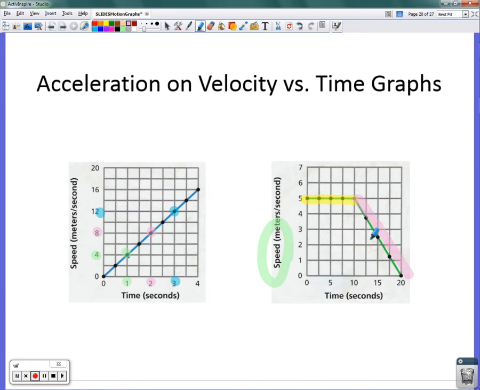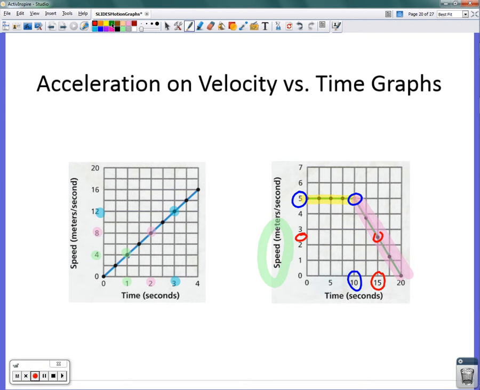But then during the pink section, sorry, that was terrible highlighting. During the pink section, it's a straight line, so it has a slope, but it has a negative slope. And that means that it has a negative acceleration. If we were to do the same thing that we just did on the blue graph here, at 10 seconds, this object is going 5 meters per second. At 15 seconds, this object is only going 2.5 meters per second.